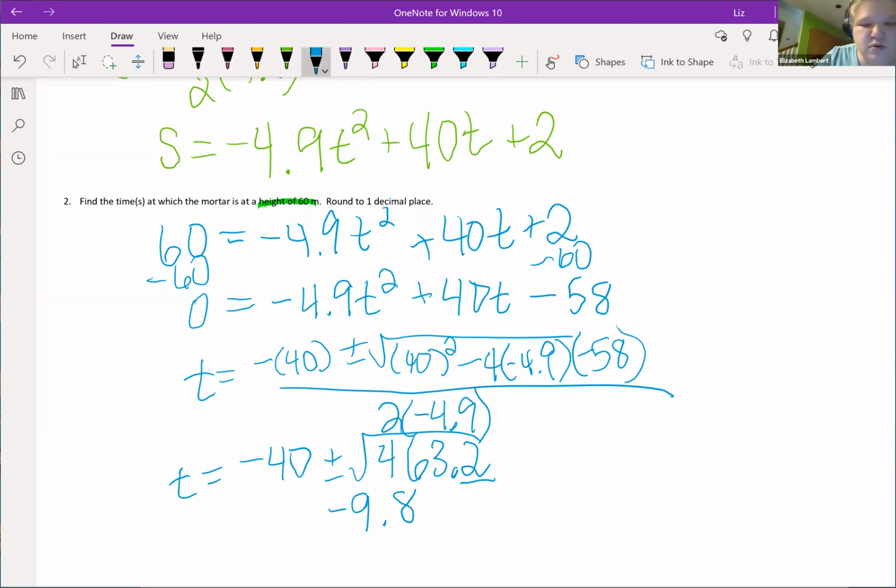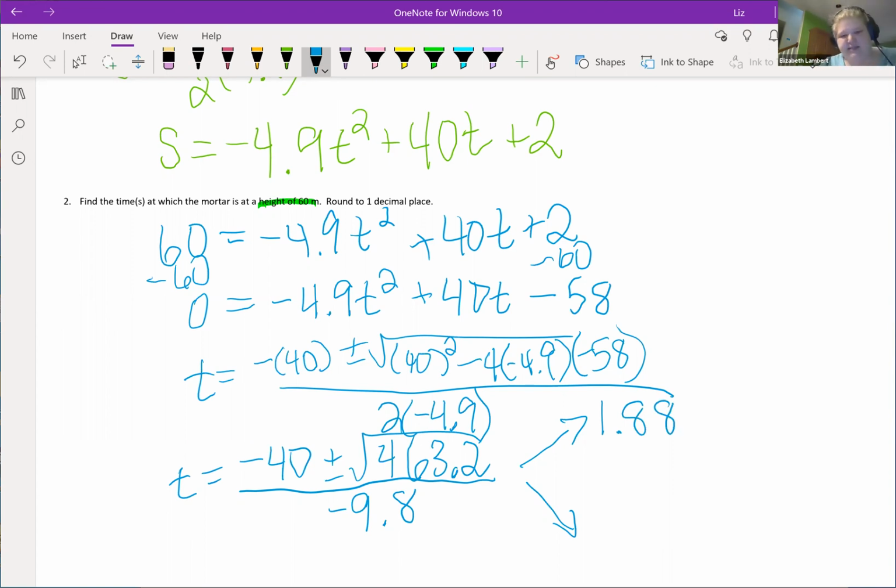So this is where I will very often just crunch it in. So negative 40 plus the square root of 463.2 is negative 18.477, divided by negative 9.8 gives 1.8855 and so on, one decimal place. So I'm just going to write 1.88 for the time.